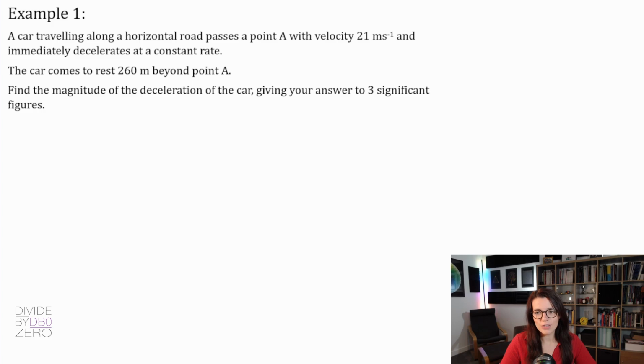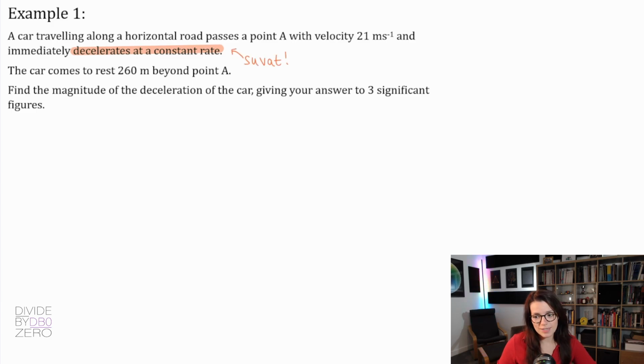Example 1. A car travelling along a horizontal road passes a point A with velocity 21 meters per second and immediately decelerates at a constant rate. The car comes to rest 260 meters beyond point A. Find the magnitude of the deceleration of the car, giving your answer to 3 significant figures. Now for this question, the clue that we want to use suvat is here because it says the car decelerates at a constant rate. As soon as you see any reference to constant acceleration, you should be thinking about suvat.